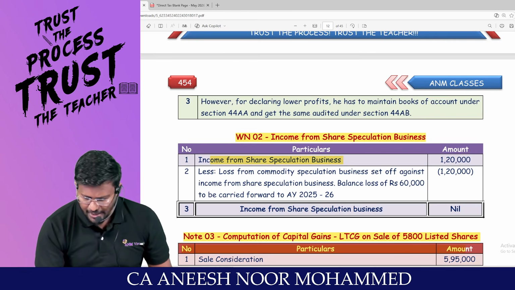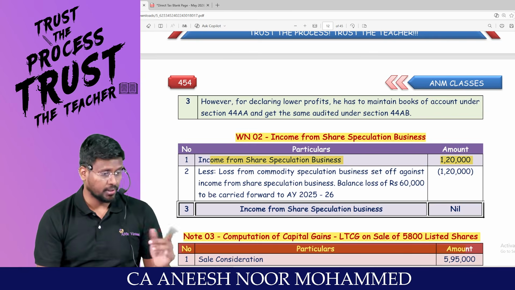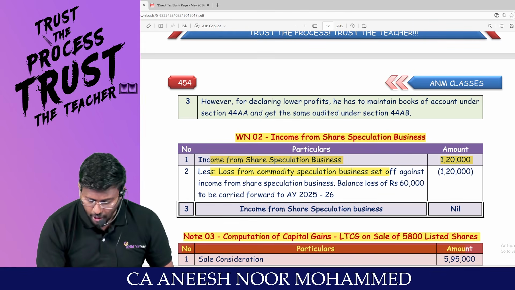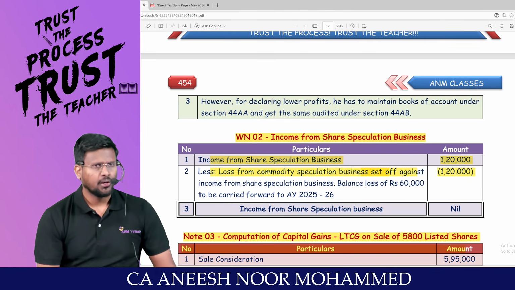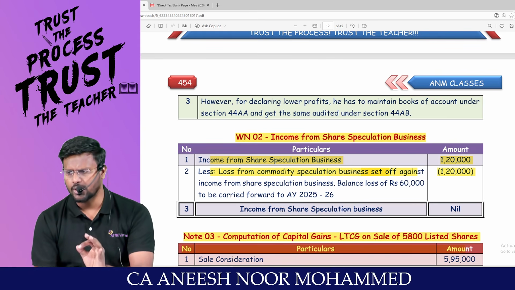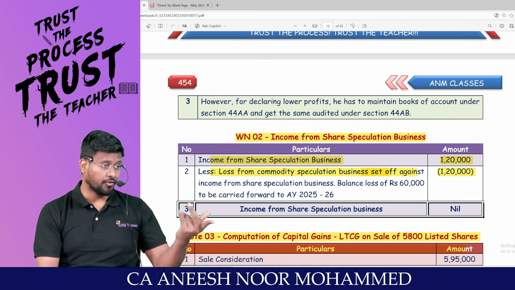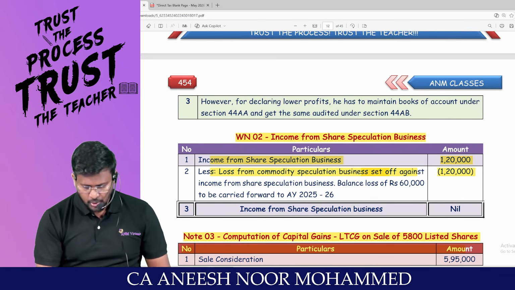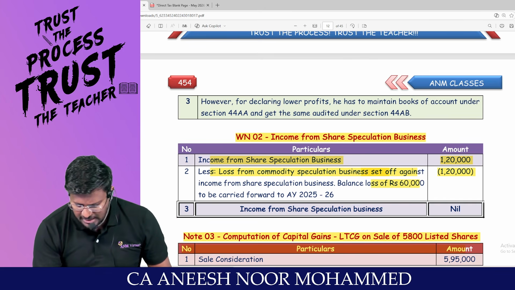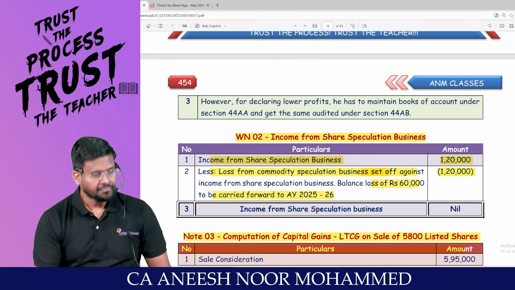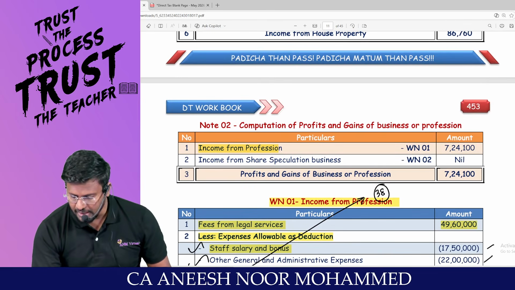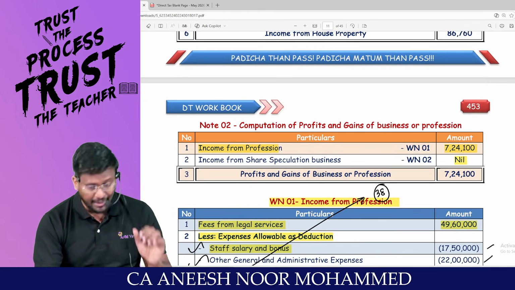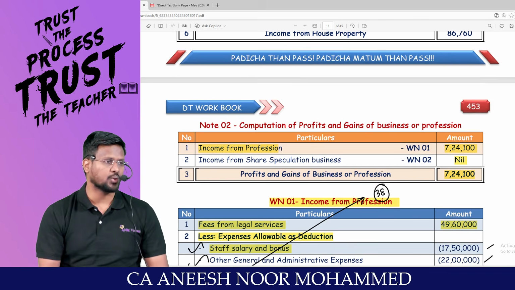Income from share speculation business, 1,20,000, whereas loss from commodity speculation business, 1,80,000. But we can set off only because, sir, loss from speculation business can be set off only against profit from speculation. So the remaining, how much rupees? 60,000 to be carried forward. So income from share speculation business will be nil, and here 7,24,100 plus nil will be 7,24,100.